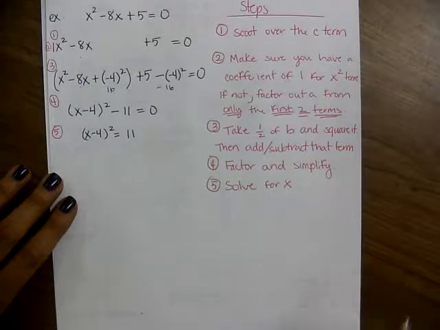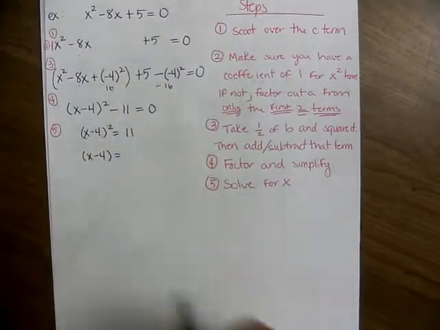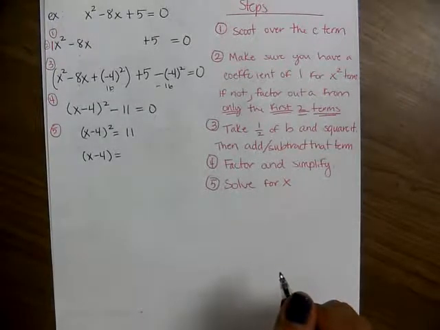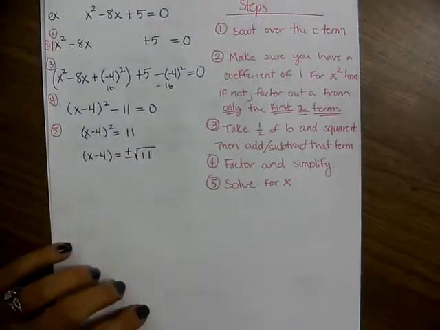Yes, Zach, right? Okay, so take the square root of both sides. Now, when you're taking the square root of both sides and you're solving for x, what do you get in front of that square root? A plus or minus. Very good. So plus or minus the square root of 11.